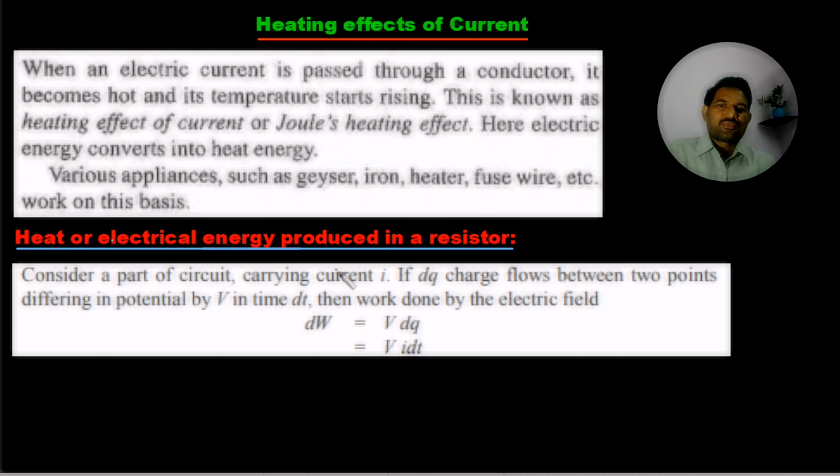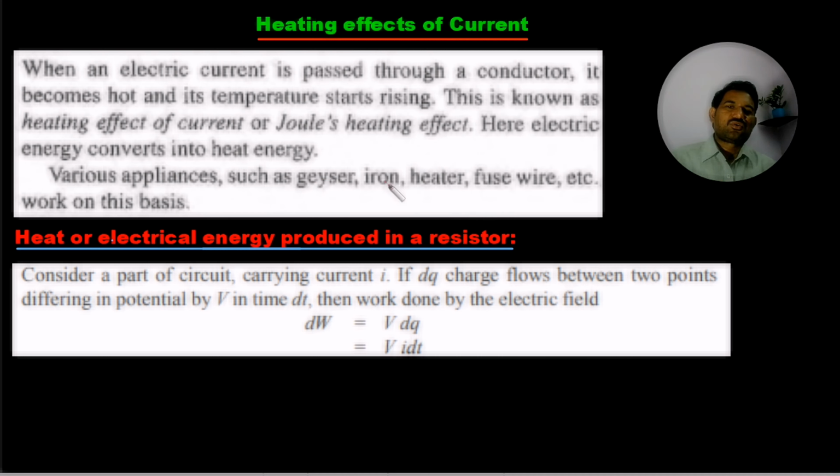In our daily life there are many devices which work on the principle of heating effects of current, such as a geyser, iron box, and heater. Now, there is some advantage of heat energy, and at the same time there is some disadvantage. When you are transferring power from one place to another, some loss of energy will take place, which we can't use.